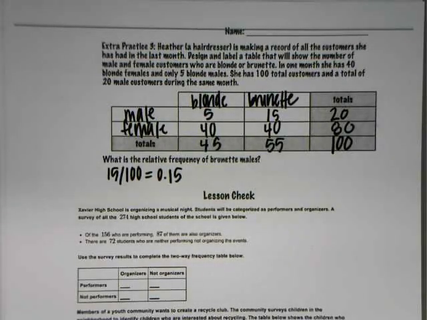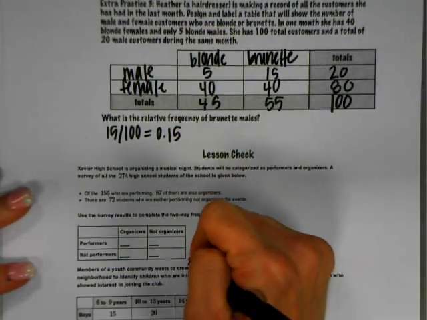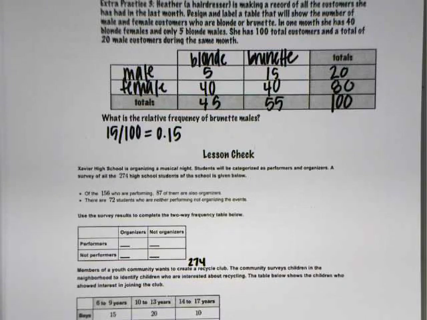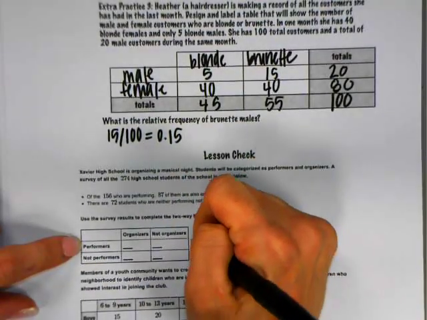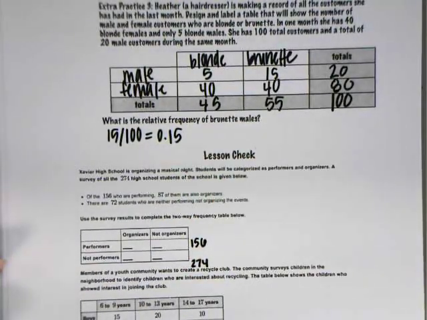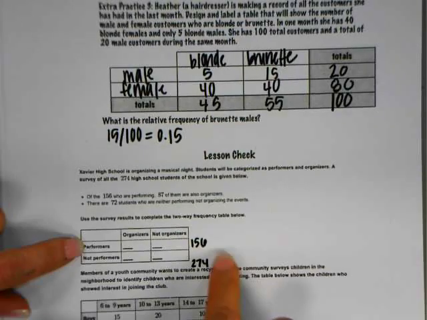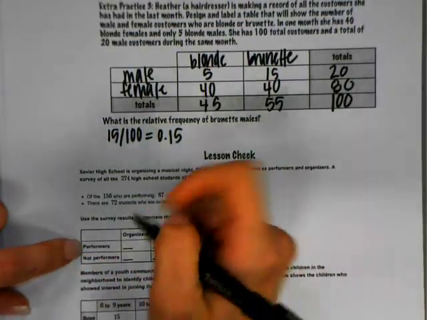Okay, good. Let's just do the lesson check together. Xavier High School is organizing a musical night. Students will be categorized as performers and organizers. A survey of all of the 274 high school students of the school is given below. So we know there's 274 total, so that would go like in the corner right here. Of the 156 who are performing, so we know the total of performers is 156. 87 of them are also organizers. So that's going to be where performers and organizers meet.